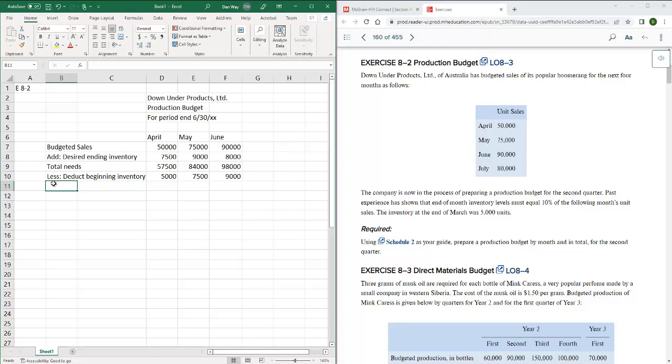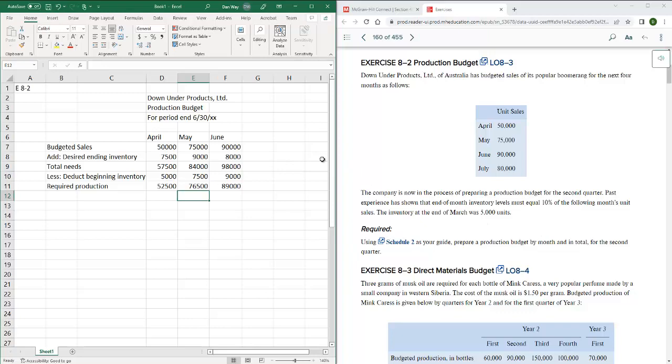So our total needs minus our beginning inventory would be our required production for that particular period. So April, 57,500 minus the 5,000 means we're going to be making 52,500 units in April. Here in May, 84,000 minus the 7,500. And then here in June, 98,000 minus 9,000. And there's a required production of 89,000.